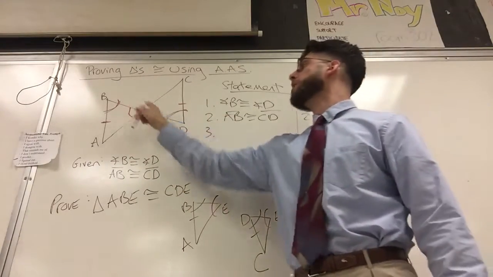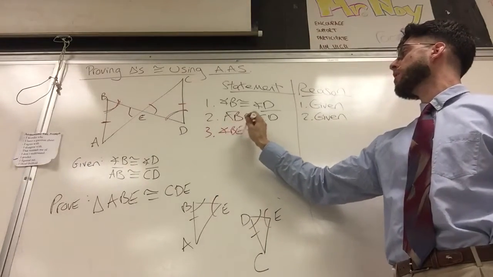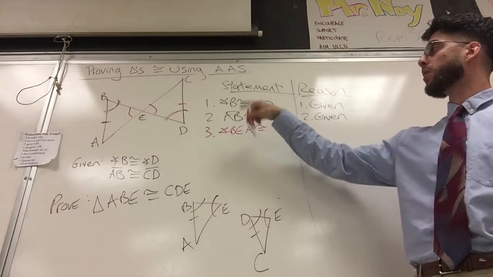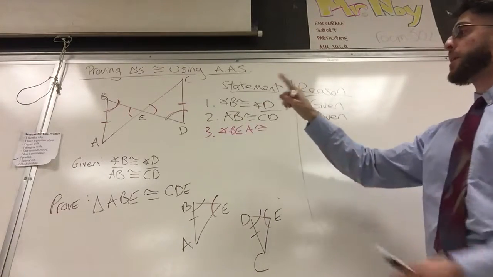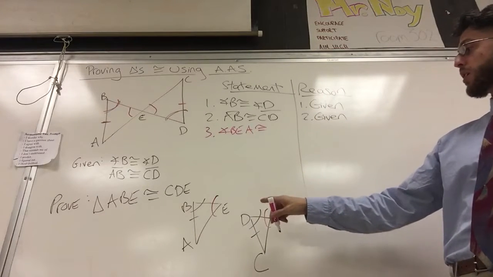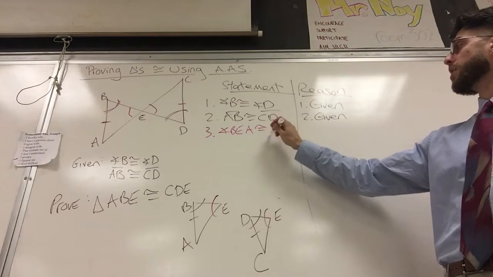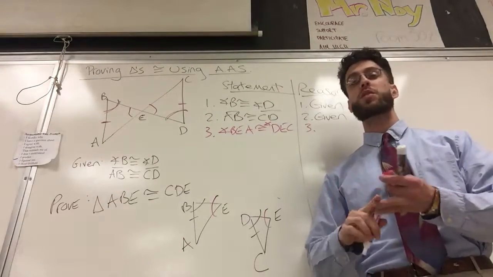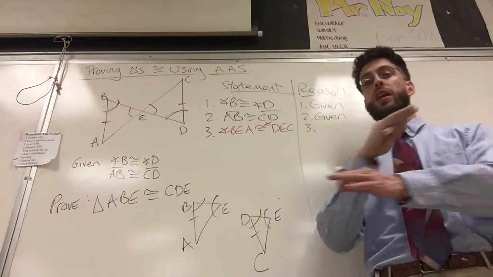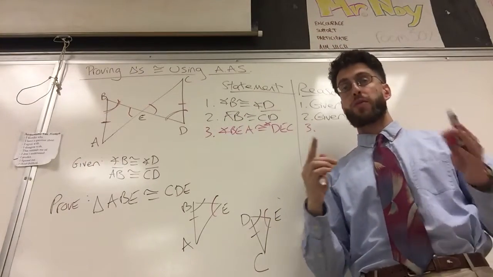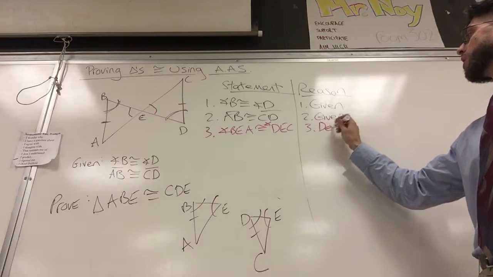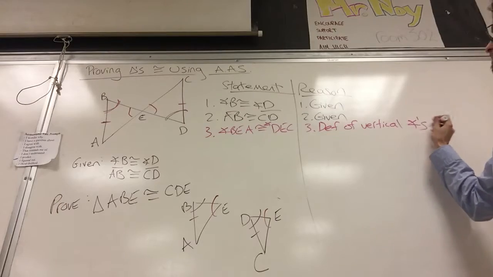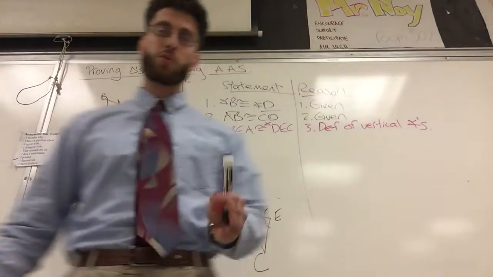So I'm going to say angle BEA is congruent to angle DEC. Why are you allowed to say that? It wasn't in the diagram, it wasn't given, but it is obvious if you look at intersecting lines that create vertical angles. So definition of vertical angles. All right, I'm almost done now.